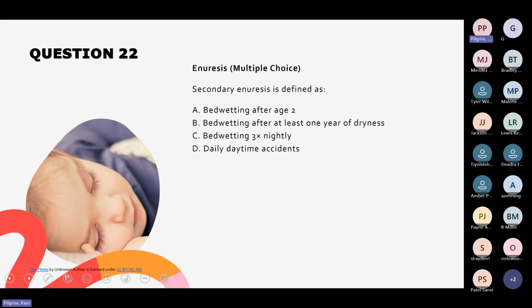And then question 22, enuresis. Secondary enuresis is defined as what?